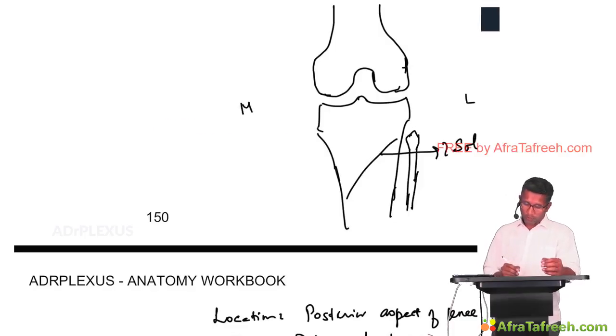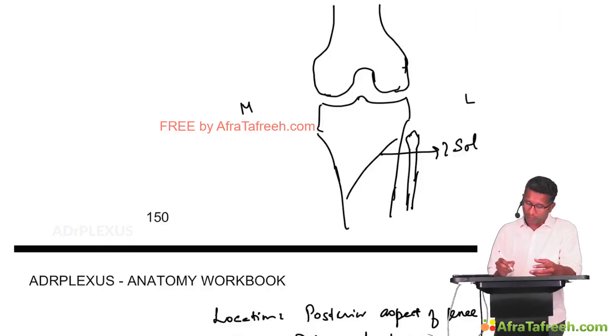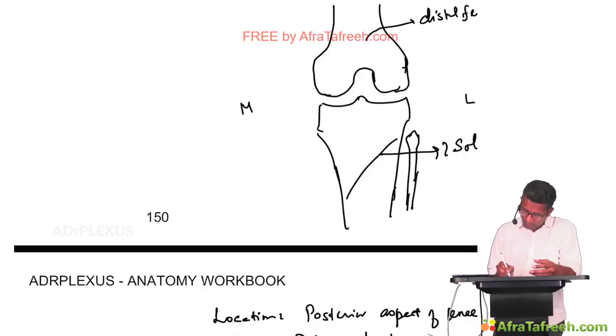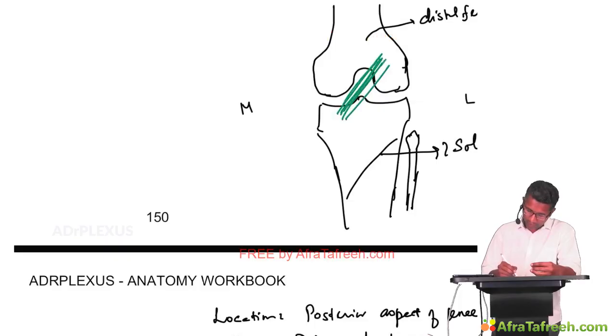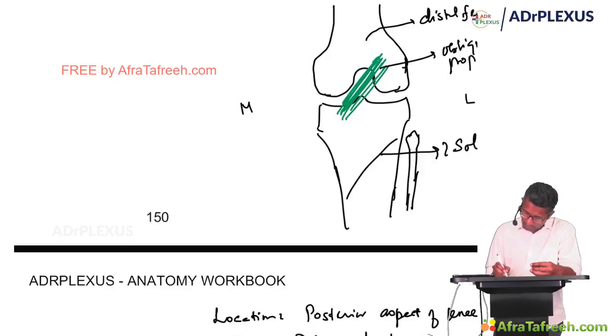Now when you see the posterior aspect or the floor of the popliteal fossa, this is the distal femur which forms the floor of the popliteal fossa. Now there is a ligament which is running here. This ligament is called the oblique popliteal ligament. Okay, this is called the oblique popliteal ligament.